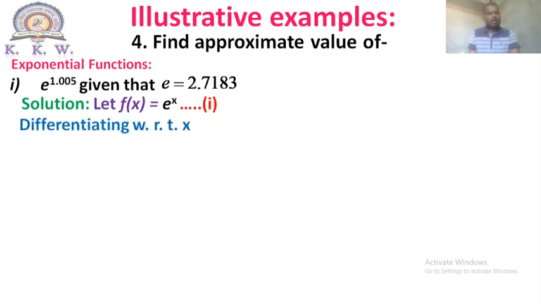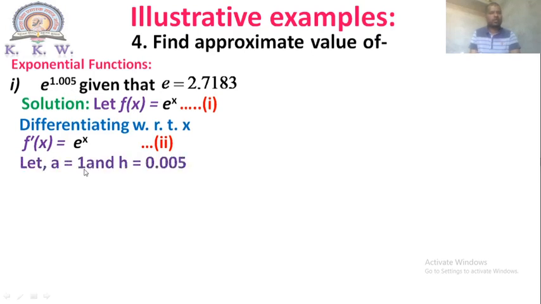Now differentiating it with respect to x, we get f dash of x; the derivative of e raised to x is itself, e raised to x. Therefore, f dash of x is equal to e raised to x. Now we are going to find the values of a and h. The value of a is very near to 1.005, that is, a is equal to 1, and h is 1.005 minus 1, which is 0.005.